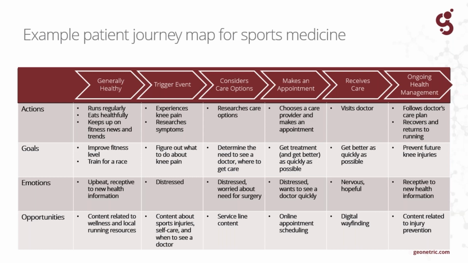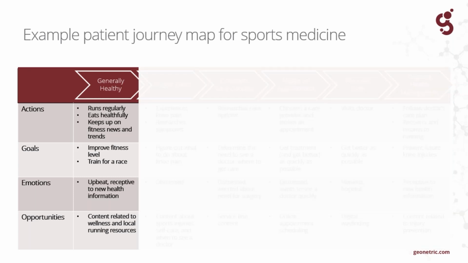a narrow slice. But let's say we know that we need to support and grow our orthopedics and sports medicine services. So here's a sample slimmed down patient journey map for that service line and the persona that we shared earlier. So let's focus in on one stage of this journey. We know that when this persona is generally healthy, she likes to run, she likes to keep up on fitness news, but she has goals to train for a race and improve her fitness level. So that means we have some opportunities to connect with her around fitness and wellness related content, maybe even some local running resources. Those are the types of things that she's looking for at this stage of her journey.